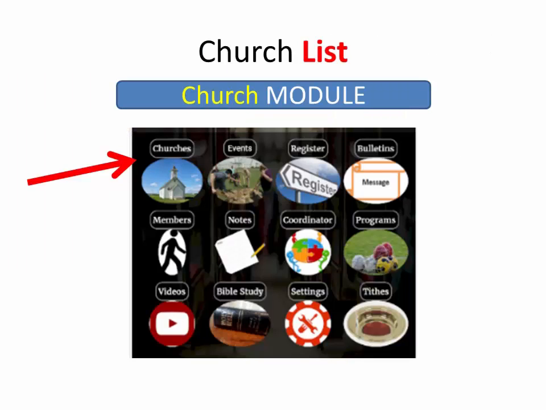Now it has a number of modules. This is on the first screen. You have a church module, event module, registration module, bulletin module, and members module, notes, coordinators, programs, videos, Bible study. Settings is where you go to do additional settings for your app, and also a hyperlink to tithes and offering. At the bottom, Bible study and tithes are hyperlinks.